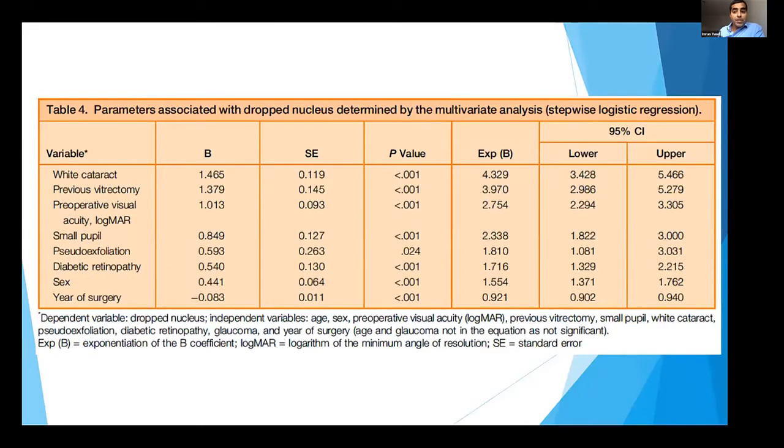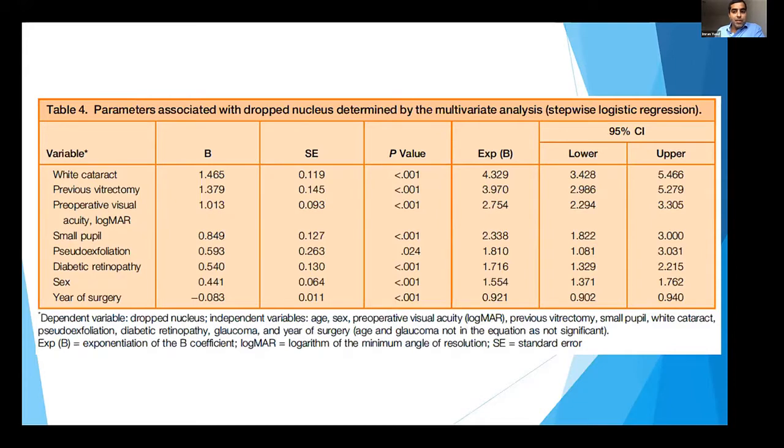So here's the multivariate analysis. You can see that many of the risk factors that were significant in the univariate analysis are also significant in the multivariate analysis. You can see white cataract and previous vitrectomy are still the 2 most influential risk factors for dropped nucleus when the multivariate analysis is done. But you'll also see there are some factors on there which weren't there in the previous table. For example, glaucoma was an individual risk factor significant on the univariate analysis, which was no longer significant on the multivariate analysis. So that's an important thing to consider when looking at these sorts of studies.